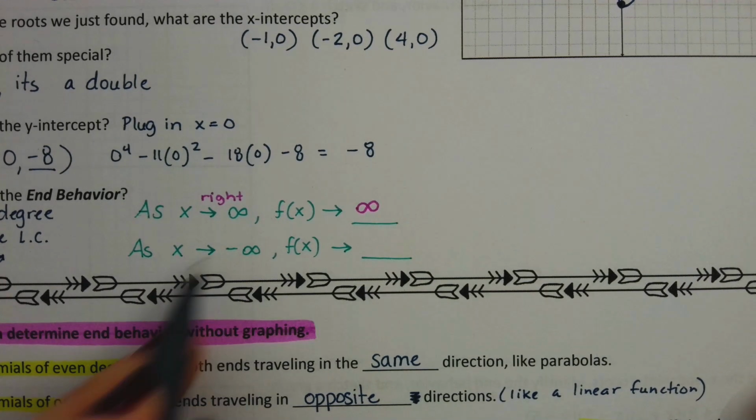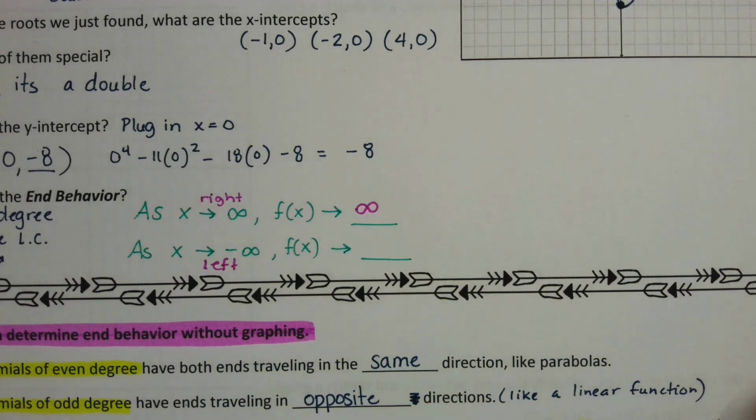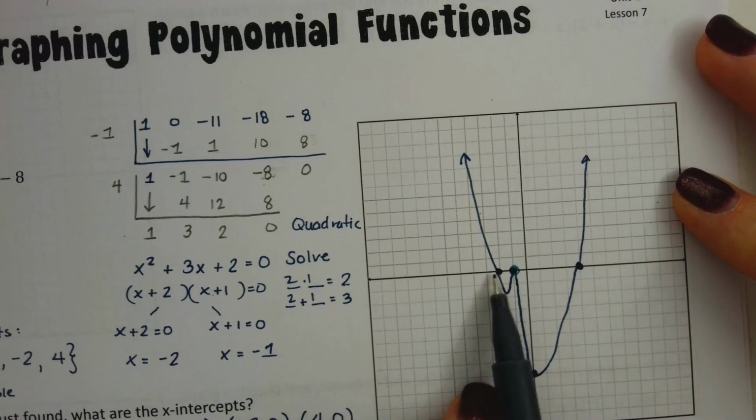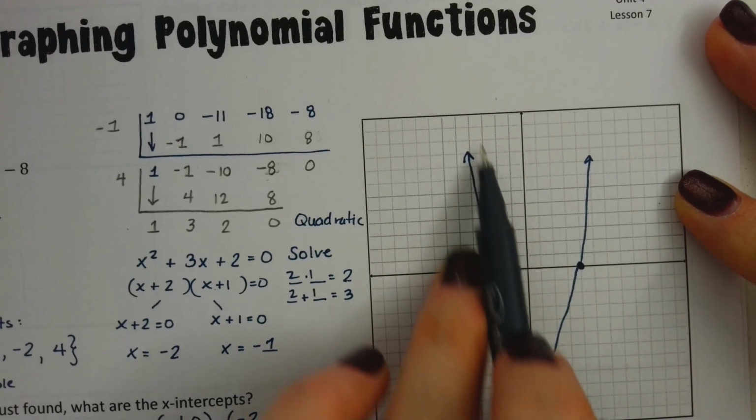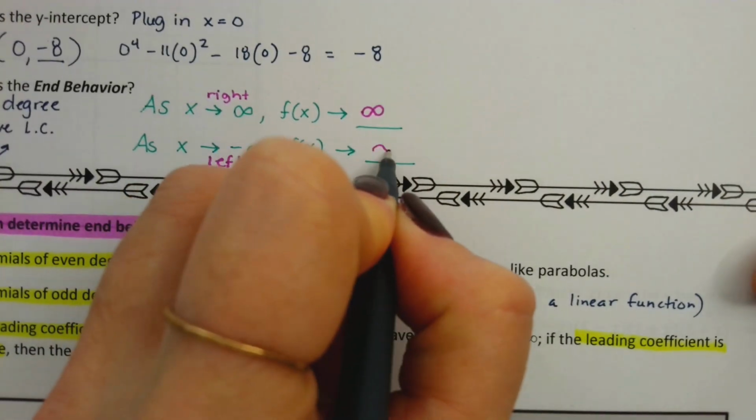And the second one is x goes to negative infinity. So as your graph goes left, where's the y value going? As x goes to the left, where's your y going? Well, it's also pointing upwards. Up. So that's positive infinity.